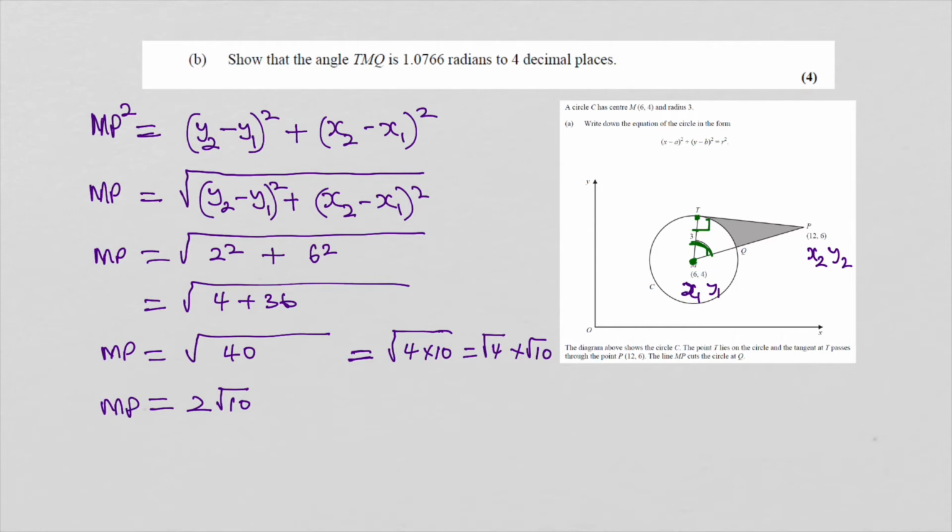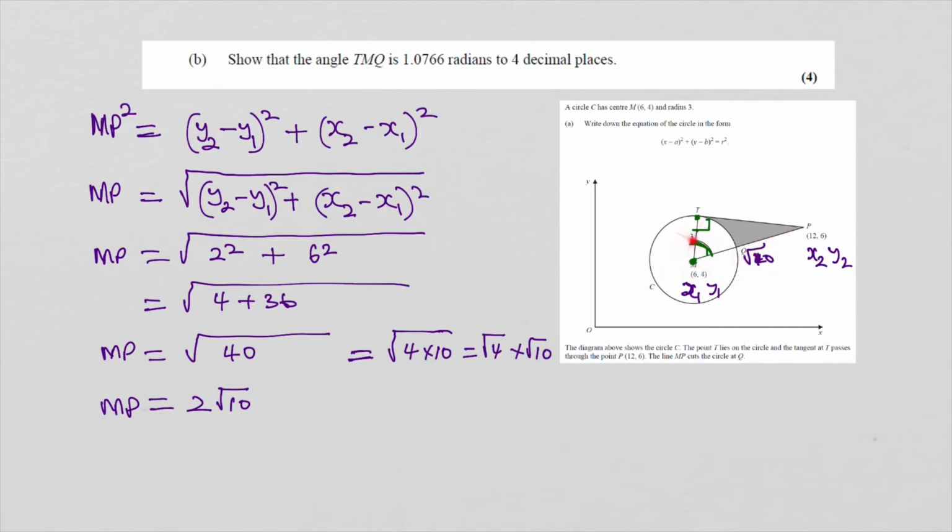Now we know the distance, so that is root of 40. We can find the angle here. Now, because it's a right angle triangle, we have the angle here. This is the opposite of the angle. This will be the adjacent, and this will be the hypotenuse.